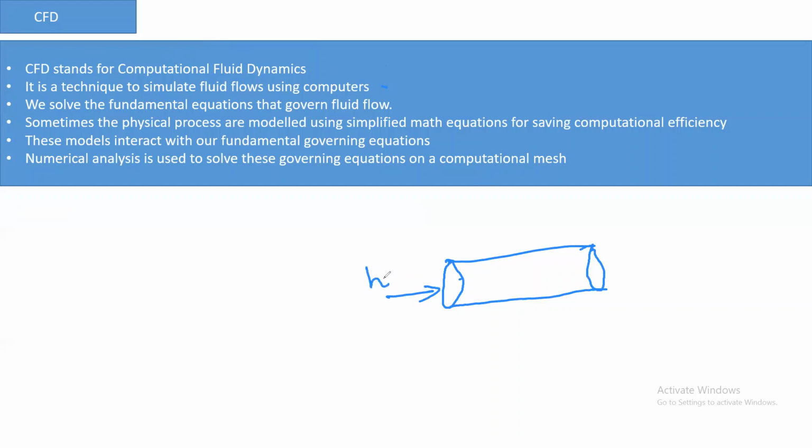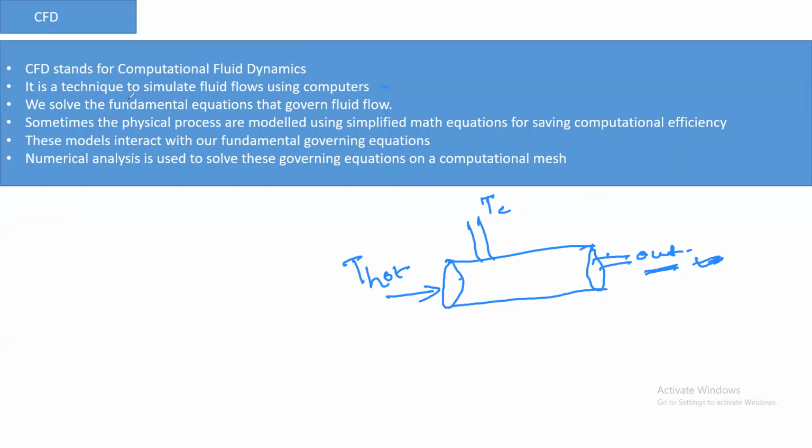Hot liquid is entering on this side, and on this side let us consider some cold liquid is entering, and this is my outlet. Okay, let us consider this is our problem statement. Now we'll understand what is CFD.